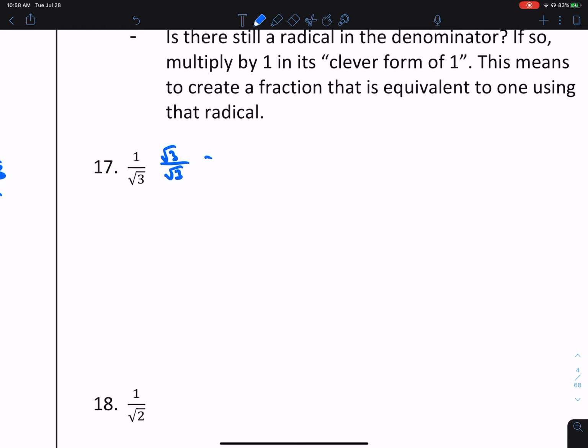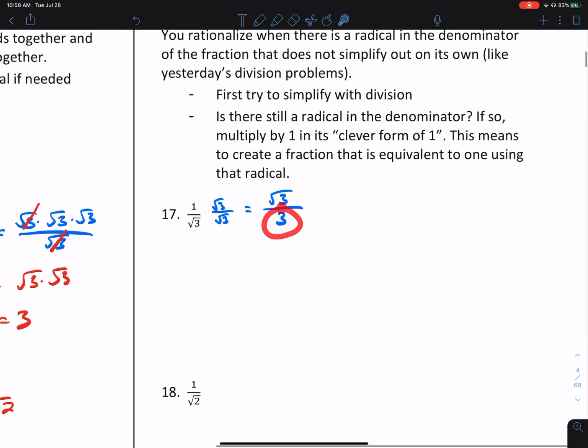Because in our numerator, 1 times the square root of 3 is the square root of 3. In the denominator, square root of 3 times square root of 3 is the square root of 9, which is 3. We have just rationalized our denominator. It no longer has a square root in it.